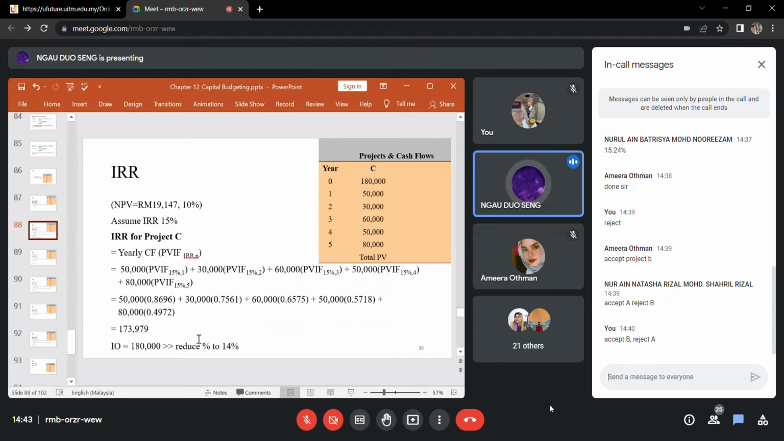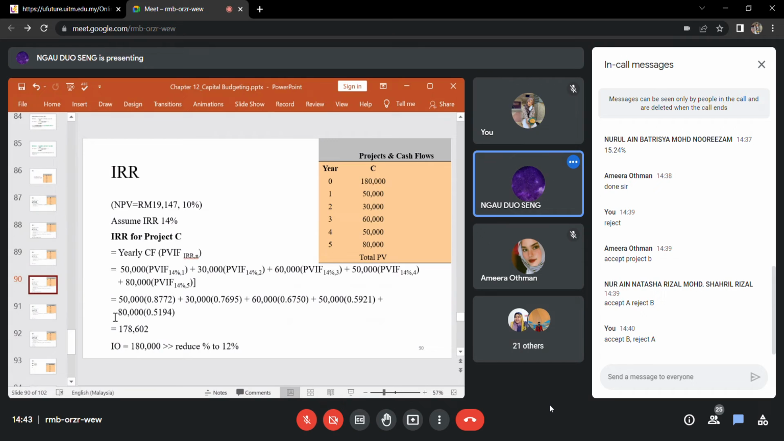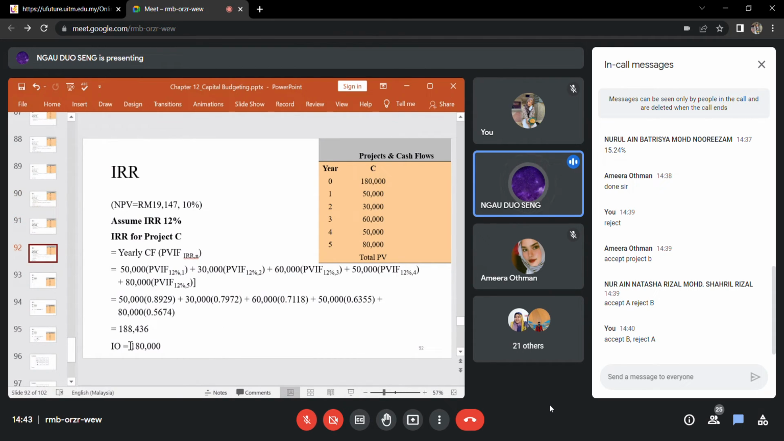So we reduce, right? We reduce to 14%. So next we reduce to 14%, the same process, we calculate. Then we have 178,000. So it is still smaller than 180,000. We reduce again to 12%. Right, so we reduce to 12%, then we get 188,000. Okay, now this one is greater already.